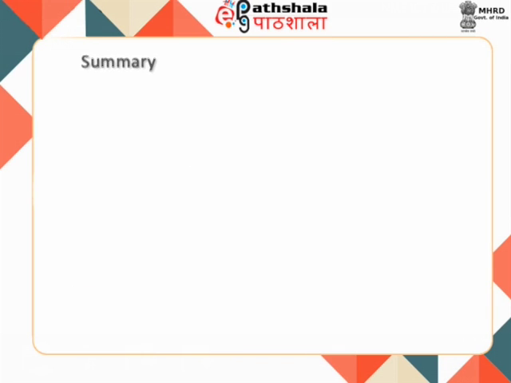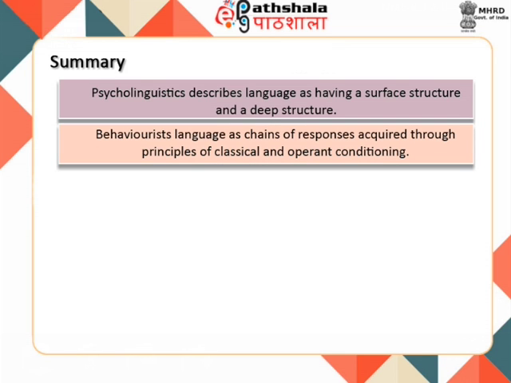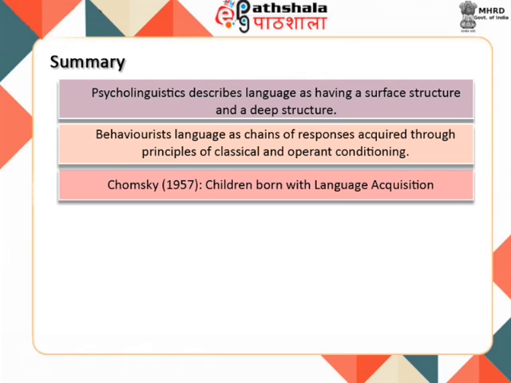Let us summarize what we have learned in this module. Psycholinguistics describes language as having a surface structure and a deep structure. Behaviorists argue that language represents a chain of responses acquired through principles of classical and operant conditioning, including association, imitation, and reinforcement. Chomsky claimed that children all over the world are born with an innate language acquisition device, which represents a biological endowment that enables the child to detect the features and rules for language.